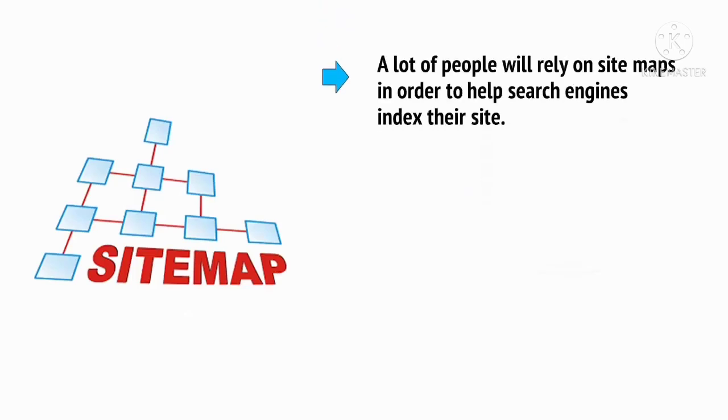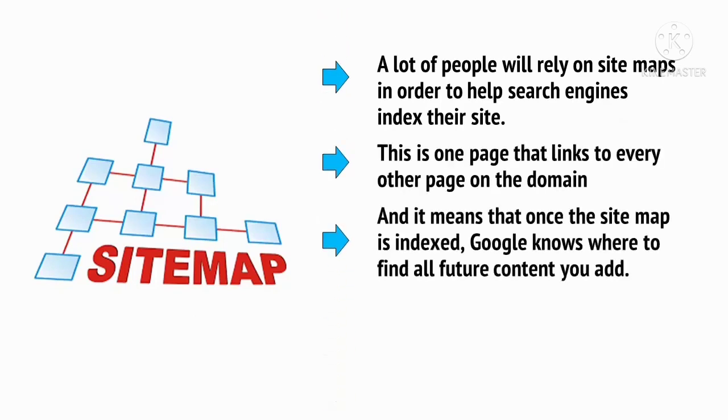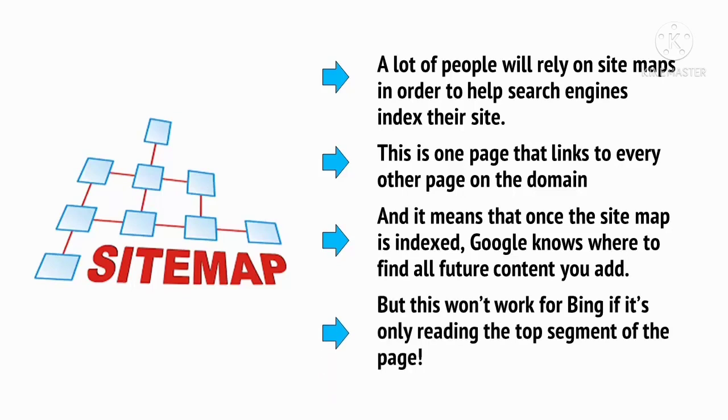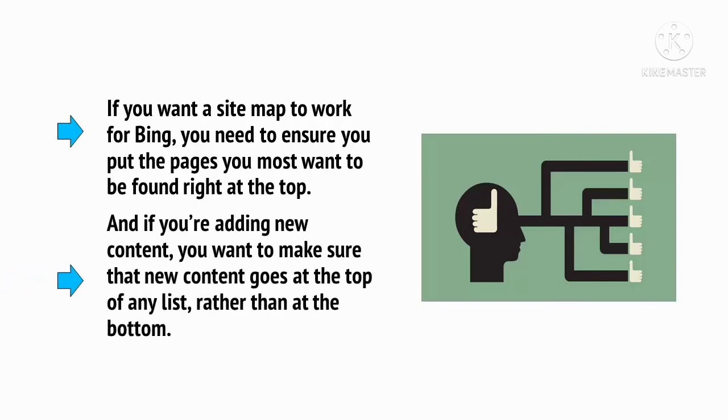This also introduces some other interesting points too. For instance, a lot of people will rely on sitemaps in order to help search engines index their site. This is one page that links every other page on the domain, and it means that once the map is indexed, Google knows where to find all future content you add. But this won't work for Bing if it's only reading the top segment of the page. If you want your sitemap to work for Bing, you need to ensure that you put pages you most want to be found right at the top. And if you're adding new content, you want to make sure that new content goes at the top of any list rather than at the bottom.